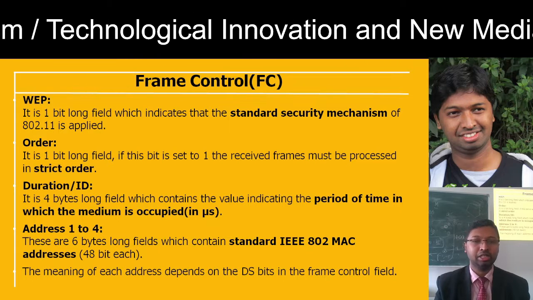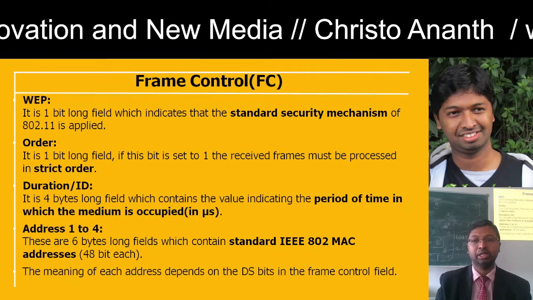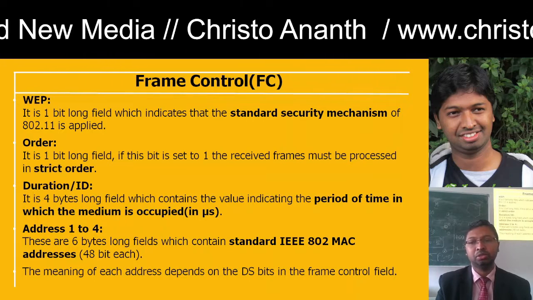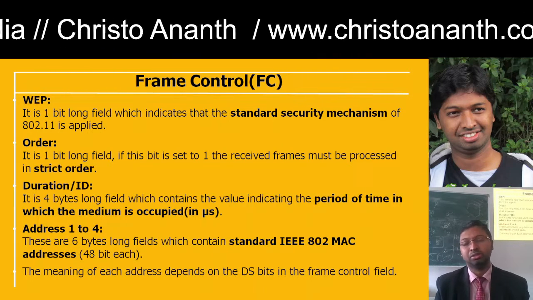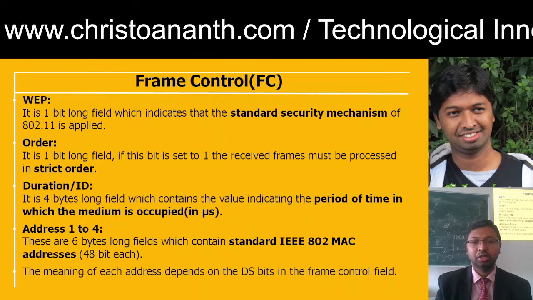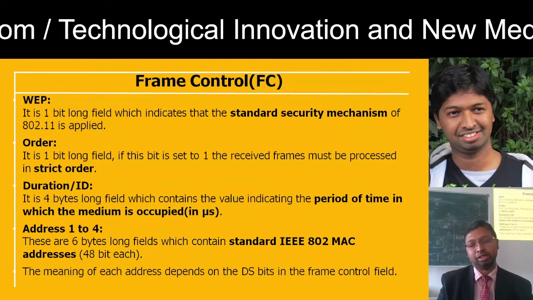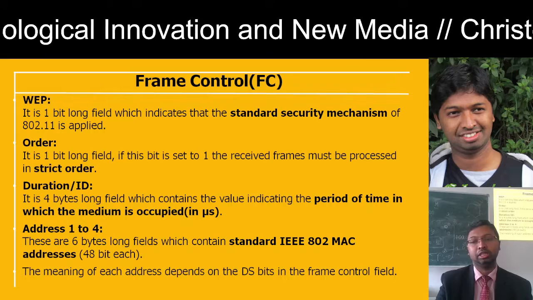And then you'll have address 1 to 4. Whenever you say address, it is 6 bytes, which contains the standard IEEE 802 MAC address. So 6 bytes means it's consuming 48 bits. The address depends on the destination and distribution system bits in the frame control field.